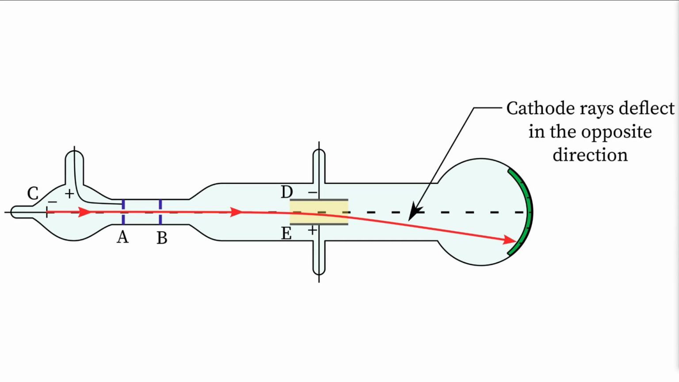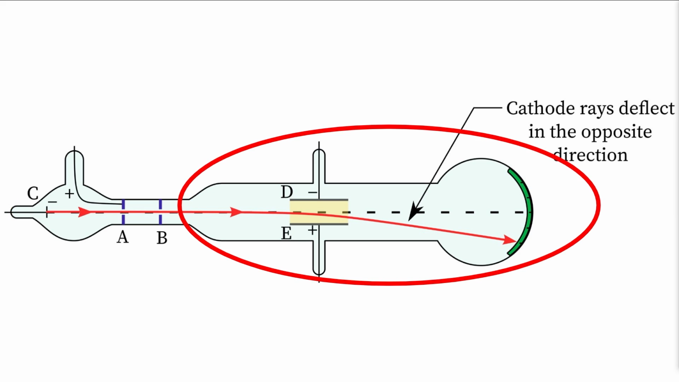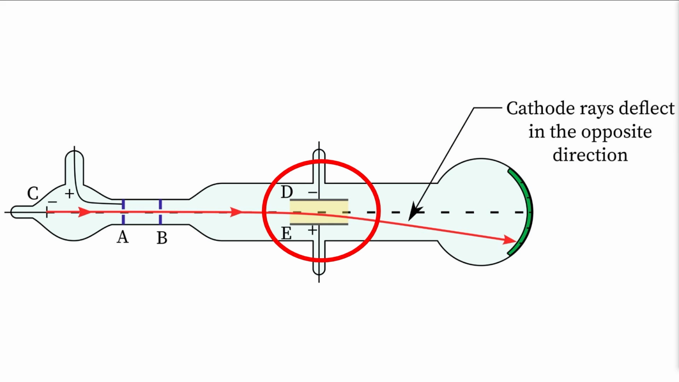Here's a schematic of the same device. Again, let's go through it piece by piece. On the far left, we have the cathode ray generator. Basically, this is what we looked at originally, where you have the negative and positive plates, and it makes the cathode ray. And then on the right-hand side is this addition to test what those are made of. And here you see two plates, a positively charged plate and a negatively charged plate. Notice that the cathode ray is bending downwards, away from the negatively charged plate.